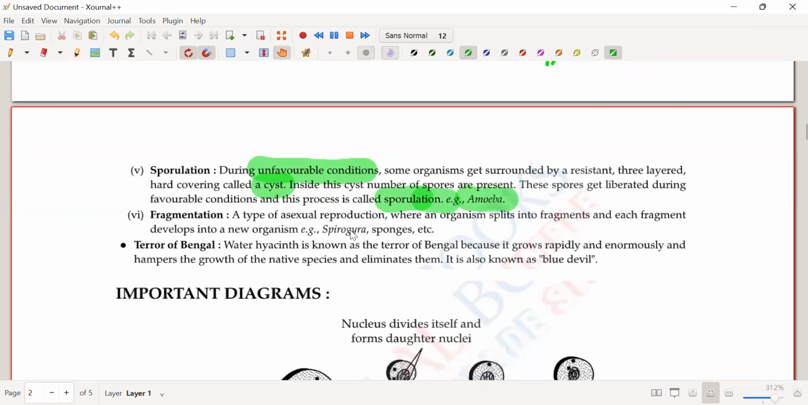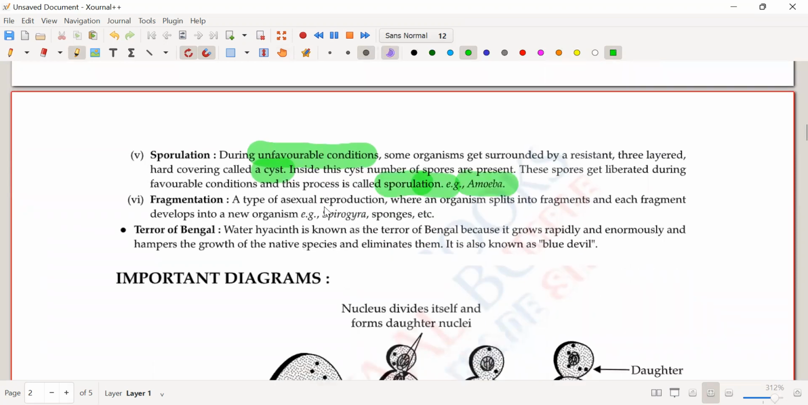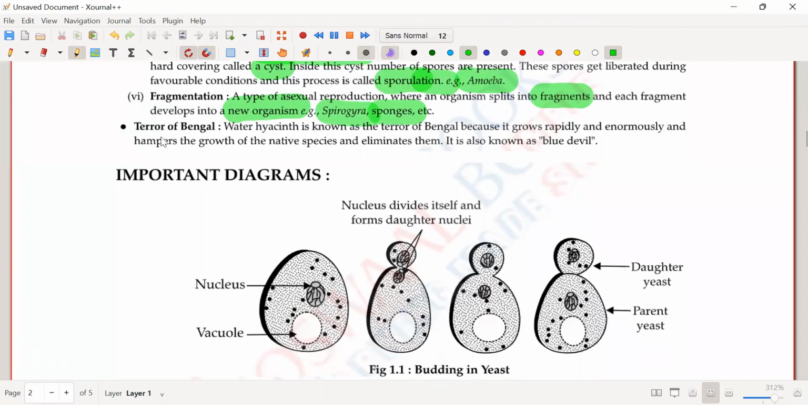Example, amoeba. Then fragmentation, a type of asexual reproduction where an organism splits into fragments, and each fragment develops into a new organism. Example, Spirogyra, sponges. Terror of Bengal: water hyacinth is known as the terror of Bengal because it grows rapidly and enormously, hampers the growth of native species and eliminates them. This is also known as blue devil. Terror of Bengal. All right.